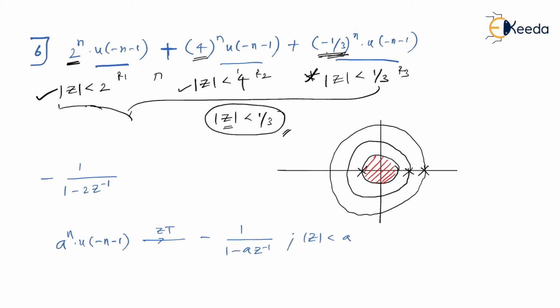Then again we have a positive term, so it will be negative: it is 1 upon 1 minus 4z inverse. Am I right? Then we have again a positive sign here, so it will be positive. But since the z transform is negative, this positive will get converted into negative. It will be negative of 1 upon 1, since it is minus 1 by 3, it will become plus 1 by 3 z inverse. Am I right? And this is its final z transform.